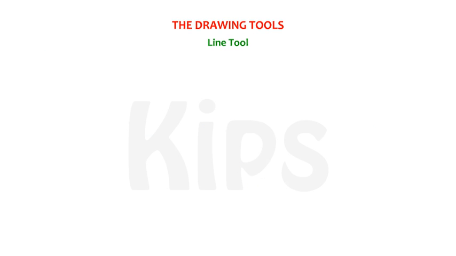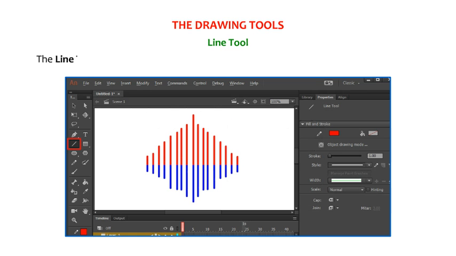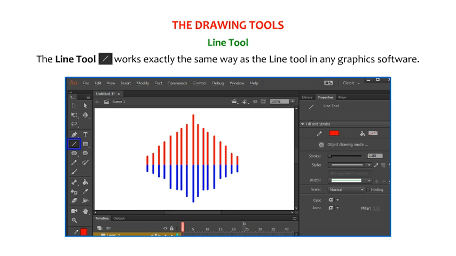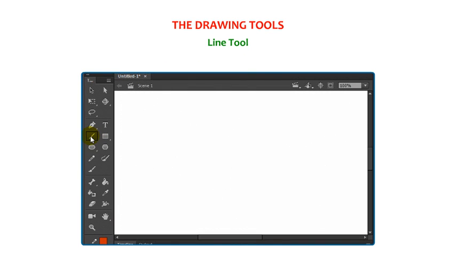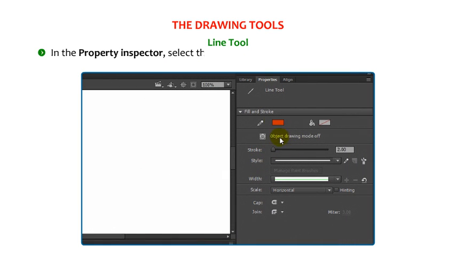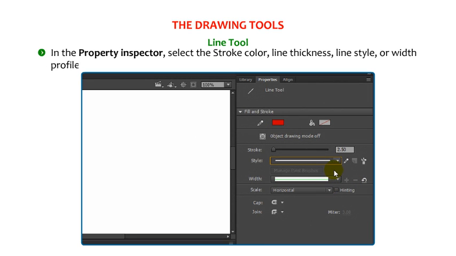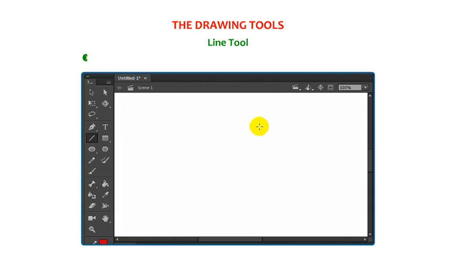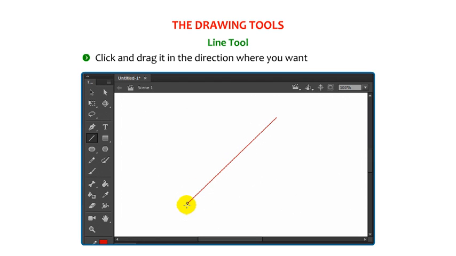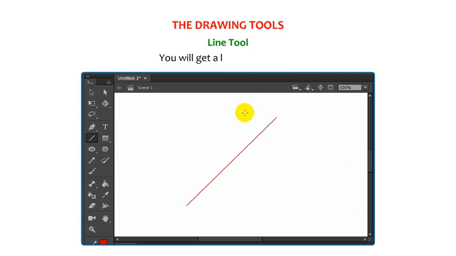Now let's find out about the Line tool. The Line tool works exactly the same way as the Line tool in any graphics software. We can use Line tool to draw straight lines. Click on the Line tool. In the Property Inspector, select the stroke color, line thickness, line style, or width profile as needed. Move the pointer to the stage. Click and drag it in the direction where you want to draw a line. Release the mouse button. You will get a line on the stage.